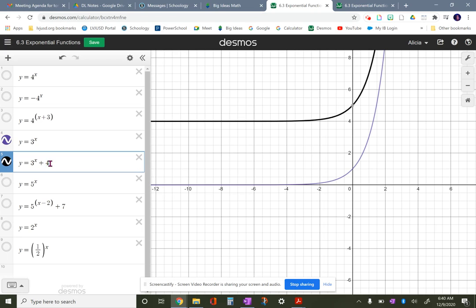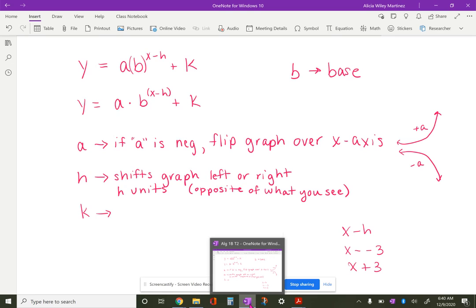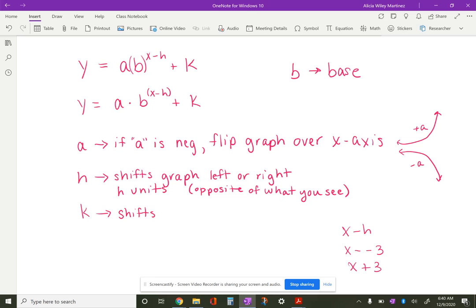So that gives you an idea of what k does to our graph. What k is going to do is shift the graph up or down k units. So for this one, I'm going to just write as you see it.